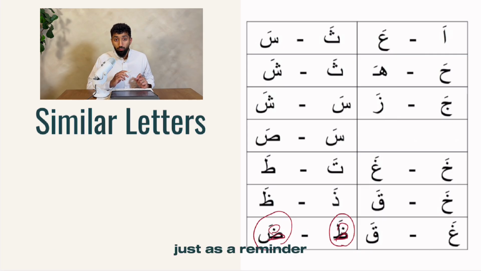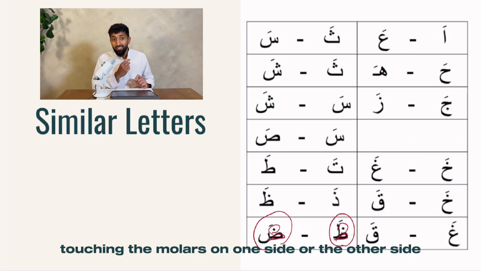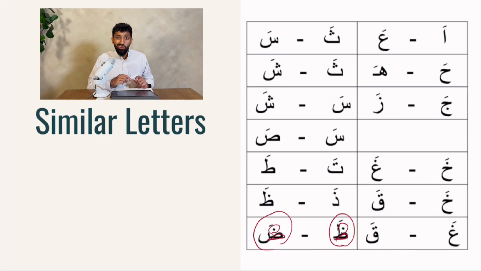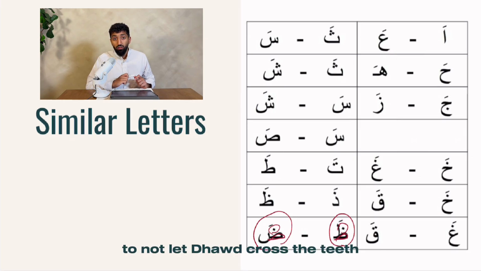Again, just as a reminder, dad comes from the side of the tongue, the upturned back edge of the tongue, touching the molars on one side or the other side, or both sides. Dad. So if it crosses the teeth, then you get a similar sounding sound, but that's why it's important to not let dad cross the teeth.